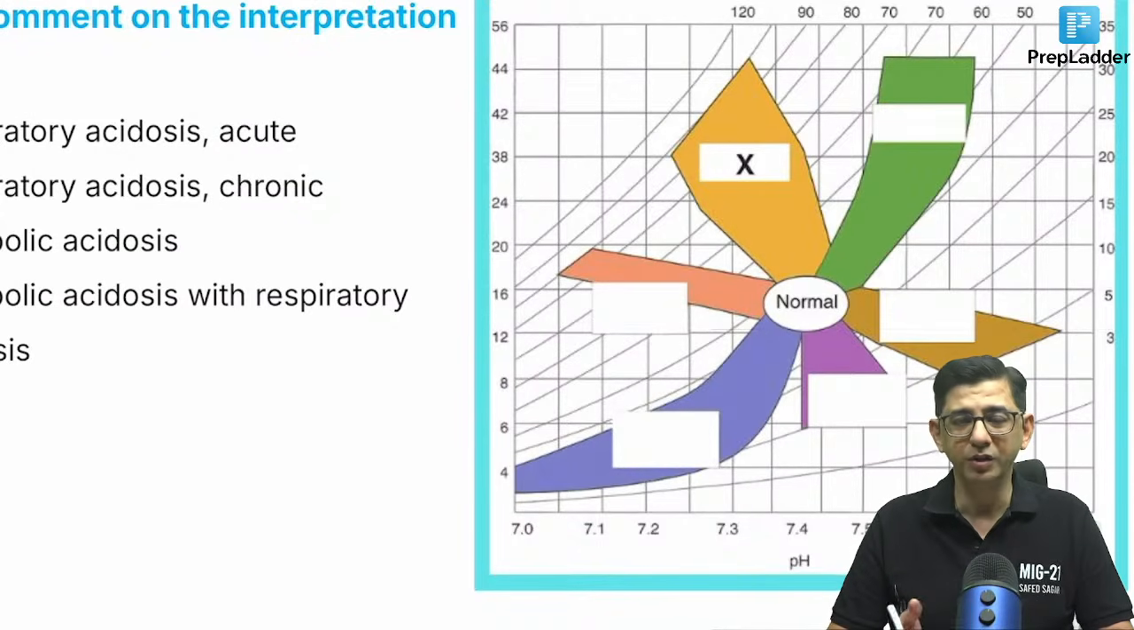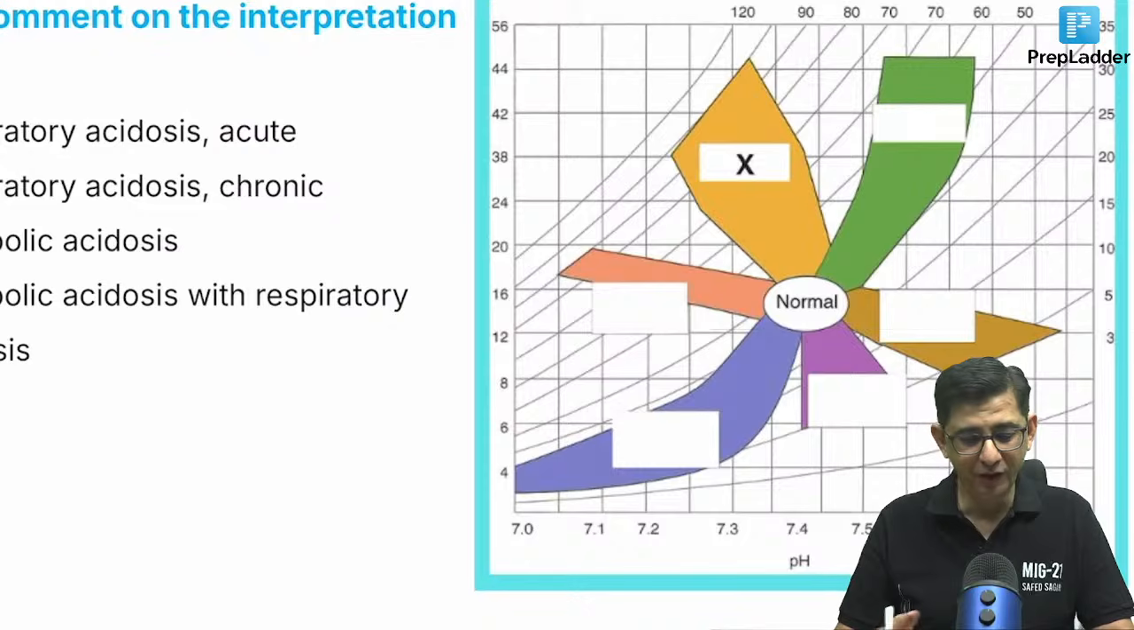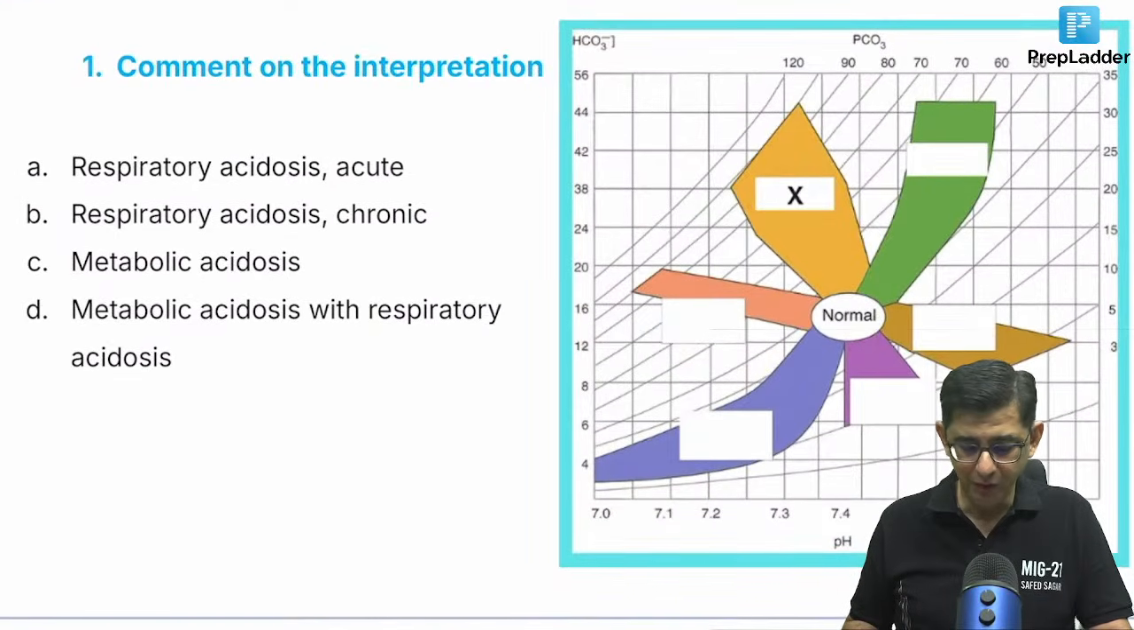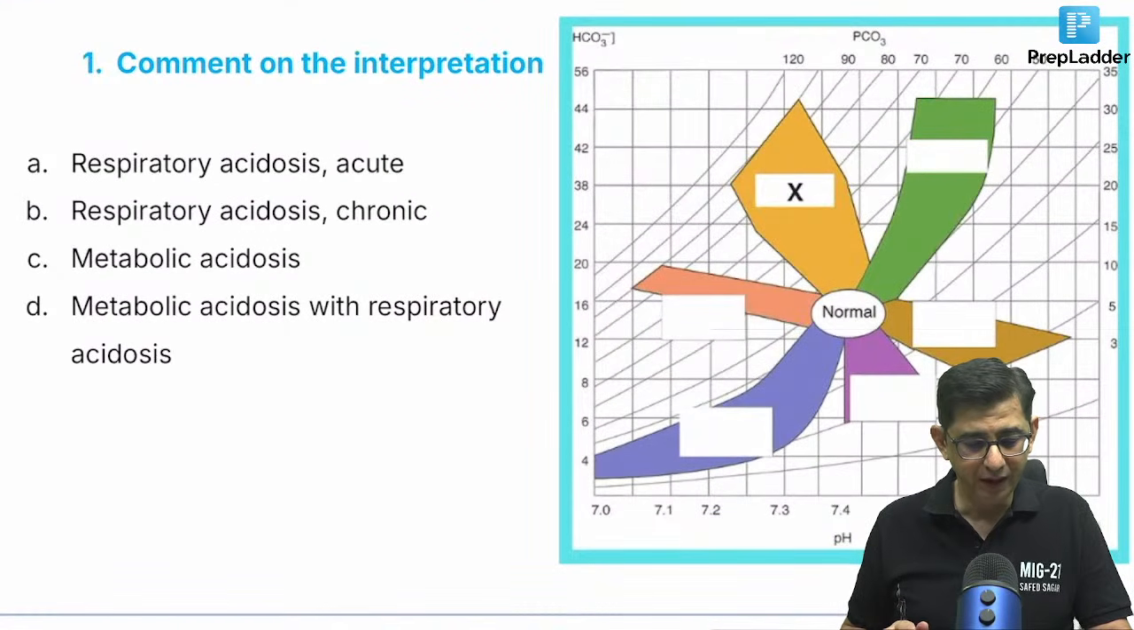The simple logic is that the name of this graph is the Siggaard-Andersen nomogram. We use it primarily because we want to assess whether the patient is in metabolic acidosis or alkalosis, and whether it's an acute variety or a chronic variety. As I zoom out, you can check out the options here as well. Let's have a look at what you think is the right interpretation for this one.